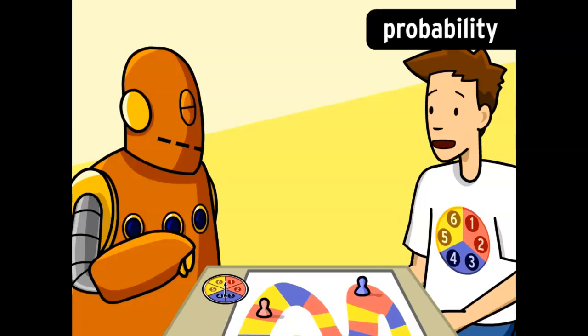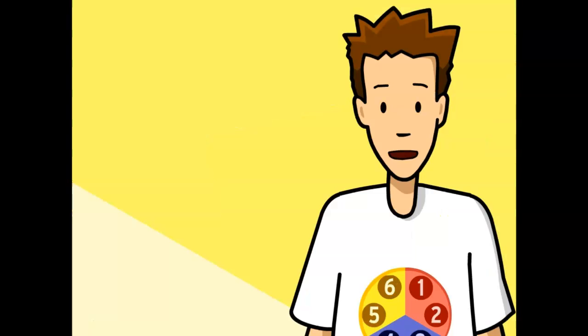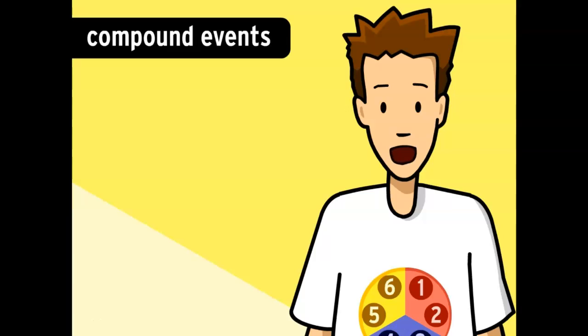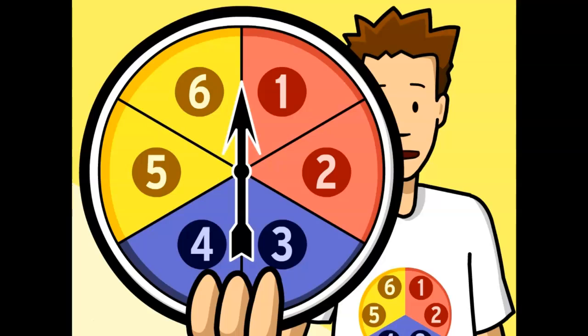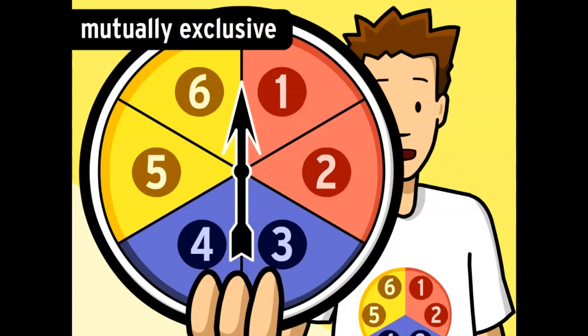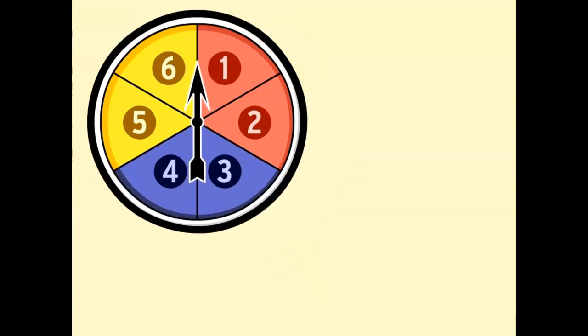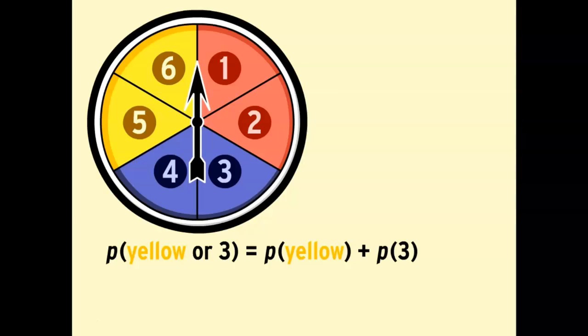Well, the question involves probability, the odds of something or things taking place. In this case, we're talking about compound events, the combined probability of 2 or more events. Our 2 events are landing on a yellow and landing on a 3. The 3 is on blue, so the spinner can't land on yellow and 3 at once. That means spinning a 3 and spinning yellow are mutually exclusive events. The probability of the spinner landing on yellow or a 3 is equal to the probability of it landing on a yellow plus the probability of it landing on a 3.